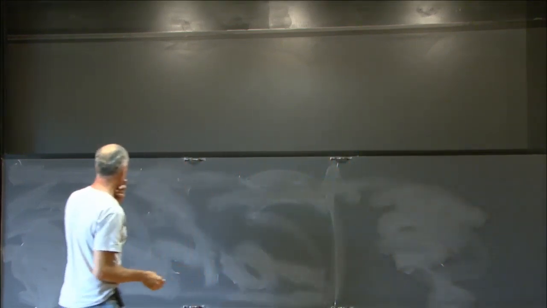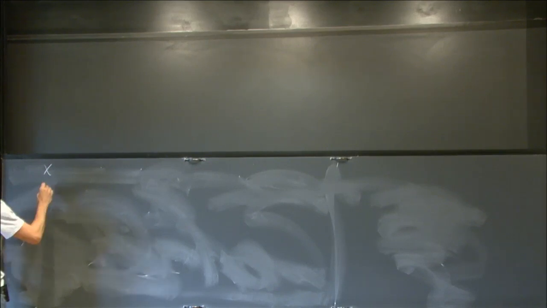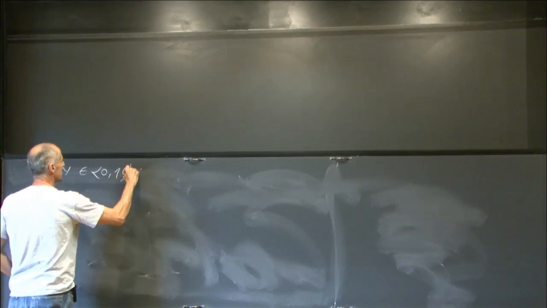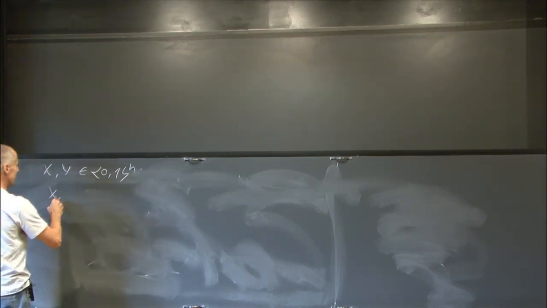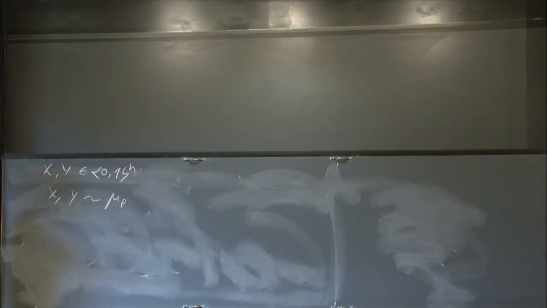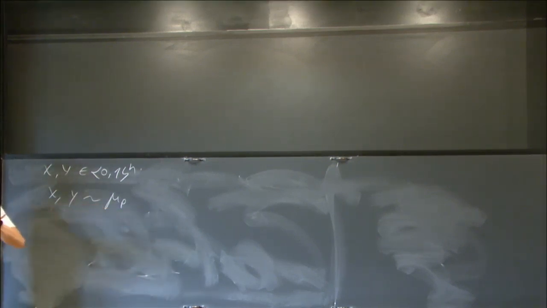So now I'm going to look at two vectors, x and y, which both belong to {0,1}^n. And each of these is going to be random, distributed according to our measure. So both x and y are distributed according to mu_p. However, they are going to be dependent. So I want them each to be distributed according to mu_p, but I want them to be disjoint. I want them to have disjoint support.